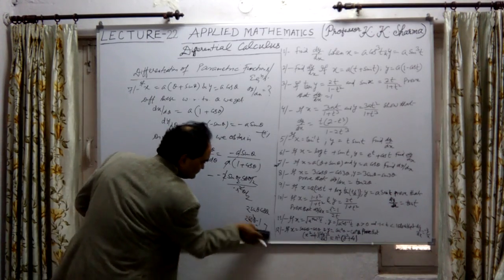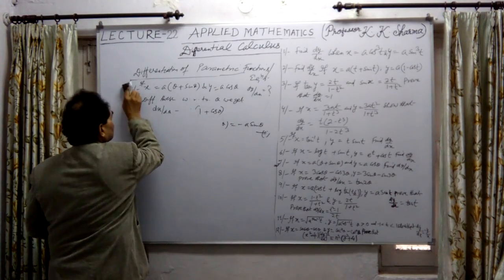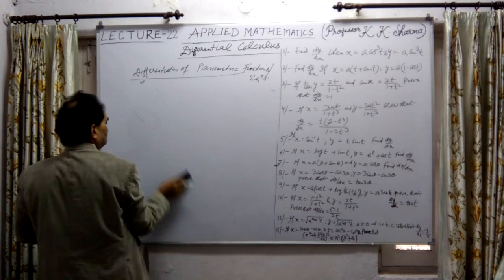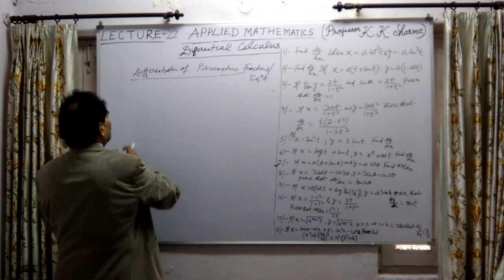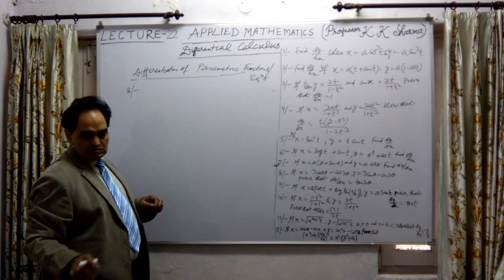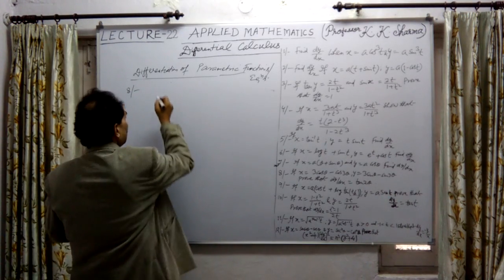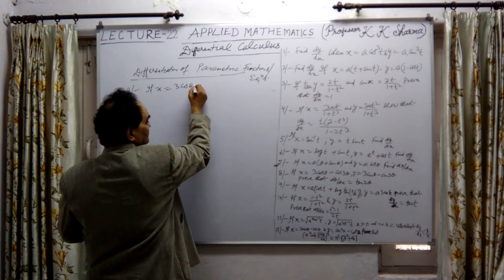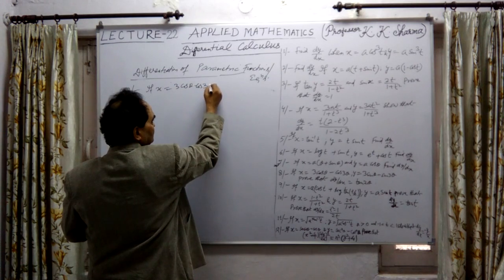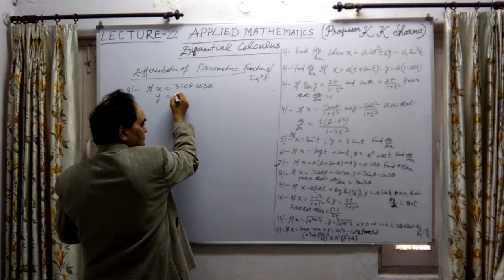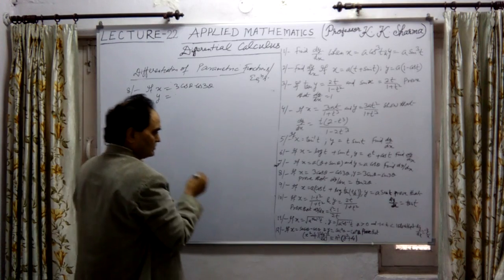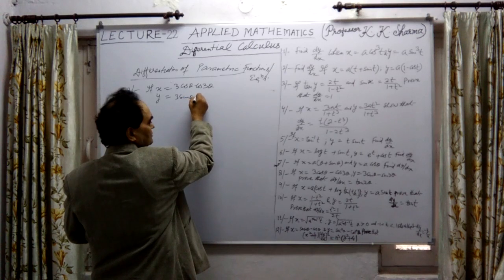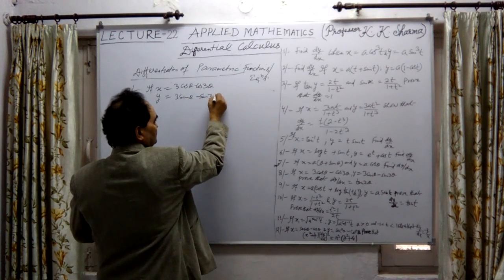Now, 8th question. Now let me solve the 8th question. Okay, the 8th question is, if x is 3 cos theta minus cos 3 theta, and y is 3 sin theta minus sin 3 theta, a similar type.